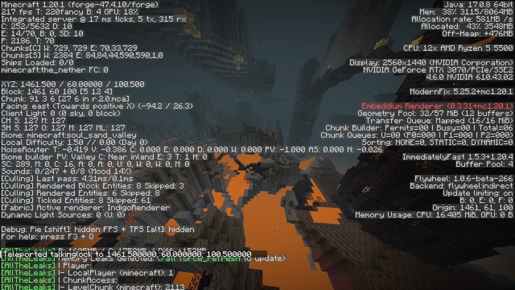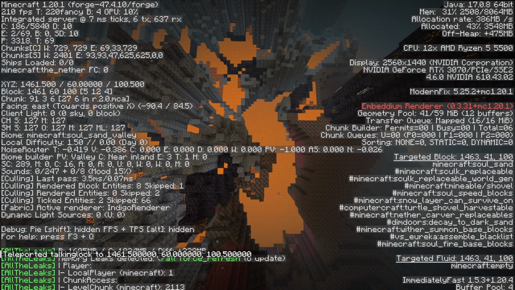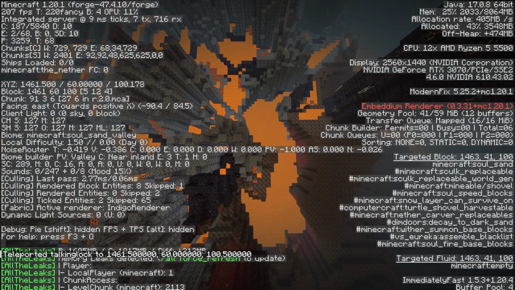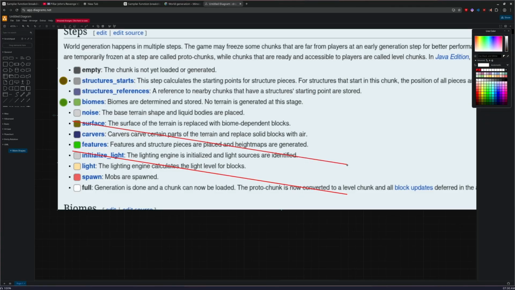I'm in a basalt delta. Not just in a basalt delta, I'm like... Look, I'm in a Soul Sand Valley, but it was literally the block. It was the block. I had biomes now ticked off the chunk generation list.